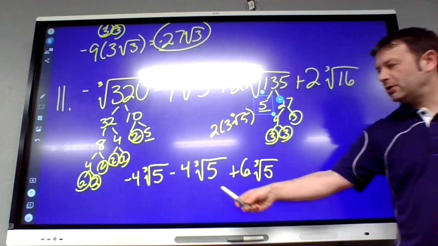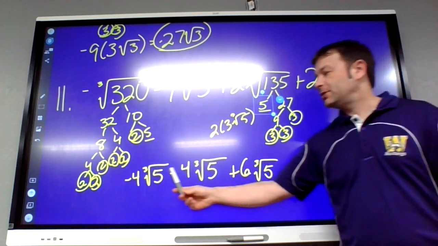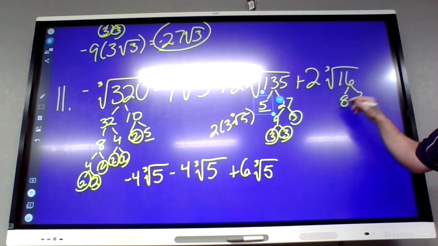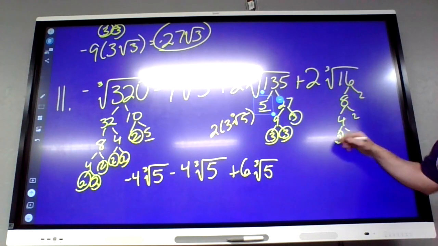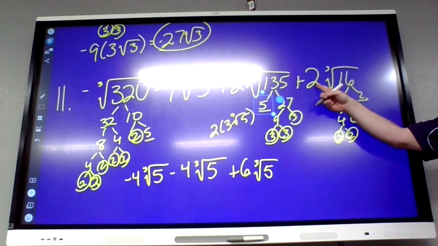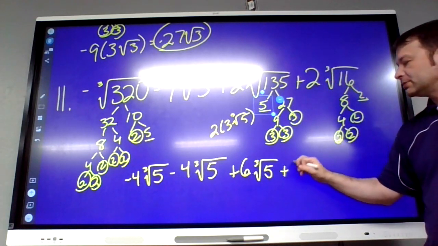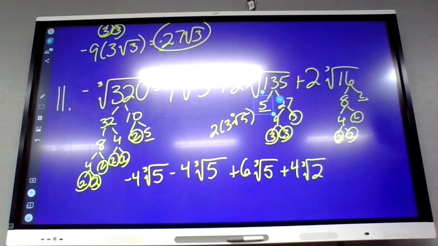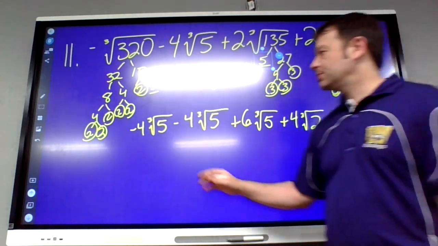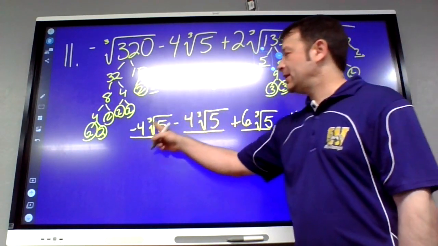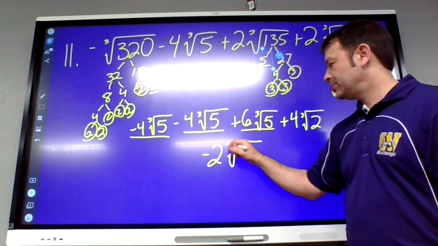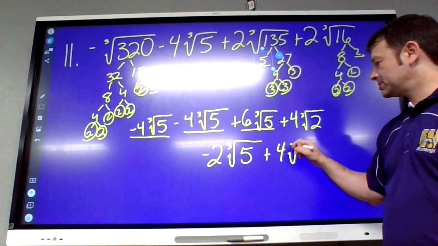Some of these are hard. This is probably the hardest one on the sheet though. All of these are actually like terms, except for the last one, because it's not going to be a cubed root of 5. It's going to be 2 cubed root of 2 times 2, 4 cubed root of 2. So that one does not really mix. It's the outcast. But these three are like terms. So we have negative 4 of them, minus 4, plus 6. Negative 2. Yes, negative 2 cubed root of 5 plus this guy, which doesn't mix.